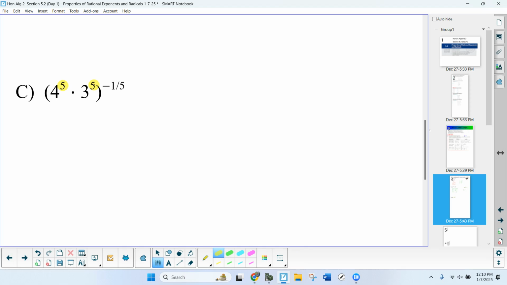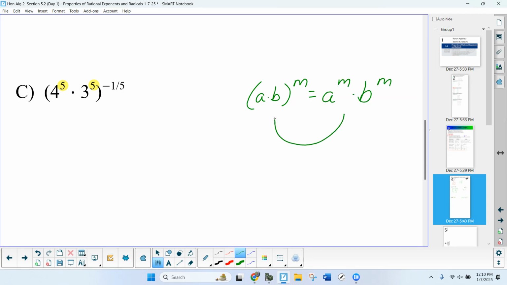So I'm going to undo, okay? You guys recognize that if I have A times B to the mth power, it's equal to A to the m times B to the m. Can I go backwards? Absolutely. So if I have A to the m times B to the m, 4 to the 5th times 3 to the 5th, can I go backwards and say that's 4 times 3 to the 5th? Okay, so I'm going to say 4 times 3 to the 5th, all to the what? Well, what's 4 times 3?